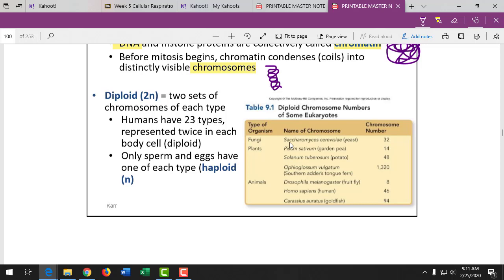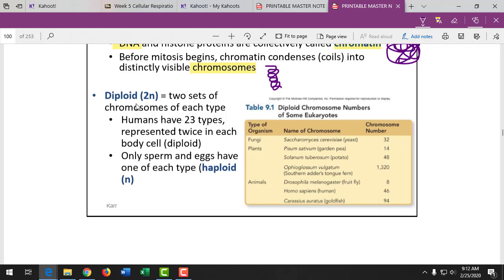So if we look at the number of chromosomes, it doesn't make you more advanced to have more chromosomes, because look, we have a plant with 1,320 chromosomes. That's a lot of chromosomes. But it doesn't mean it's a more advanced organism, because human beings, Homo sapiens, contain 46 chromosomes. And a goldfish contains 94 chromosomes, and I hope we're more advanced than a goldfish, right? So it's not the number of chromosomes that determines complexity.